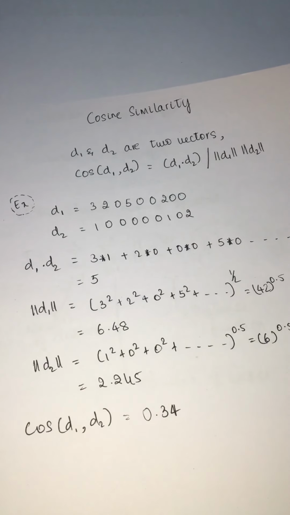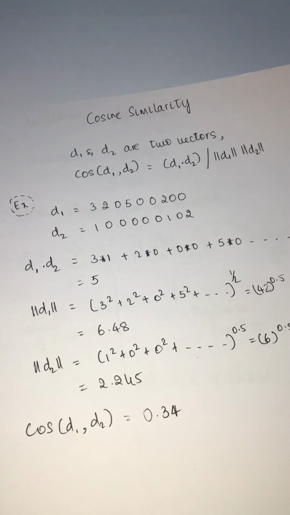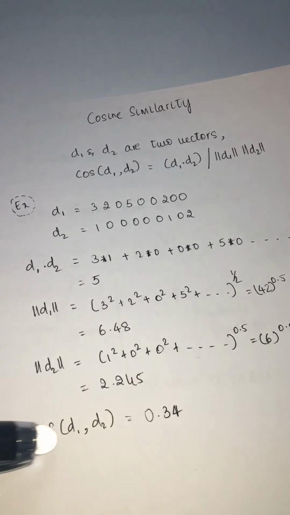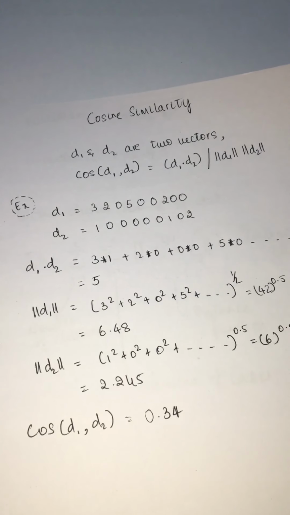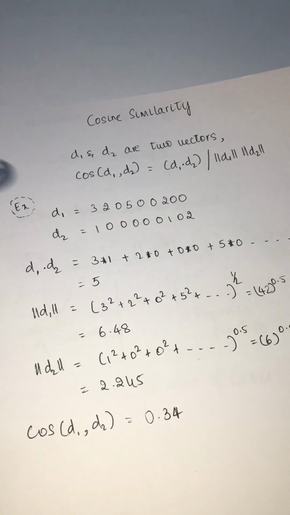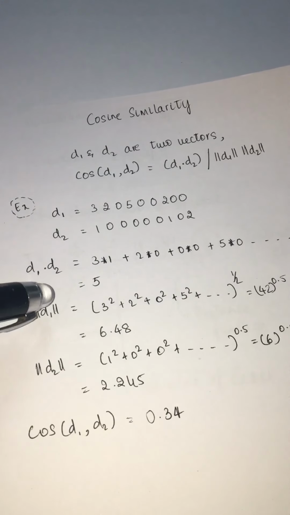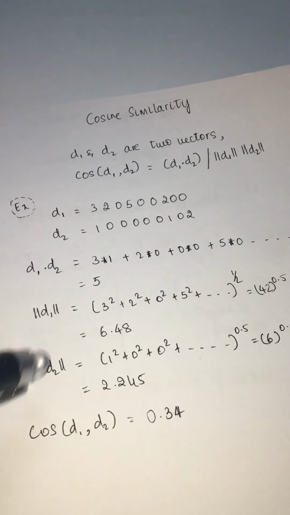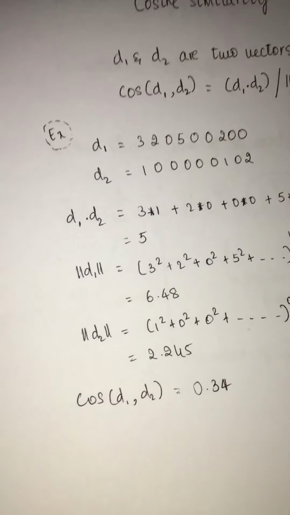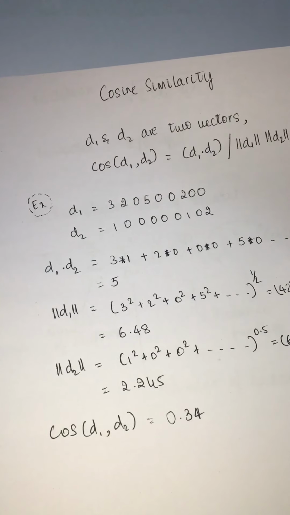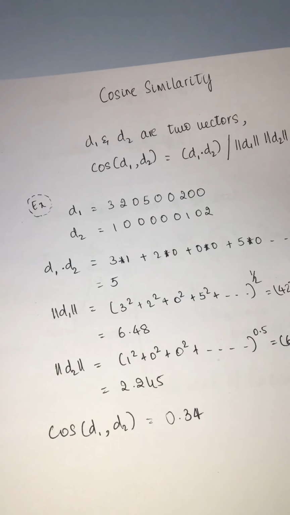For the absolute value, what you do is square each value, add them up, and take the root. Doing so for D1 will give you 6.48, and similarly doing it for D2 will give you this. So cosine similarity is nothing but the dot product of D1 and D2 divided by the absolute value of D1 times the absolute value of D2. Right? So this is cosine similarity. This is one of the measures through which we can calculate similarity. We'll look at other measures in the other sessions.